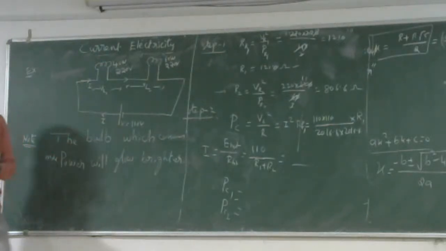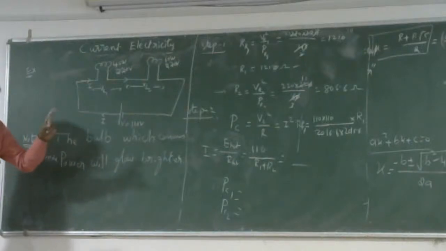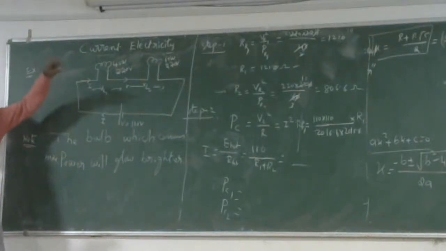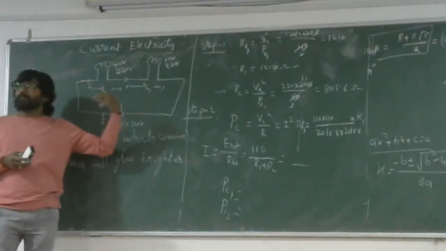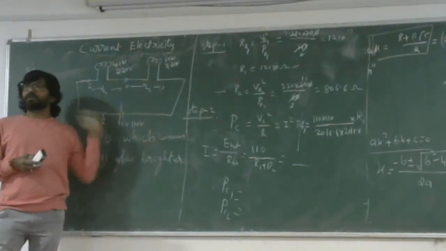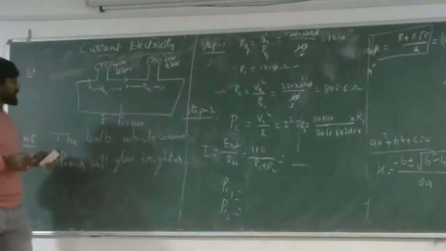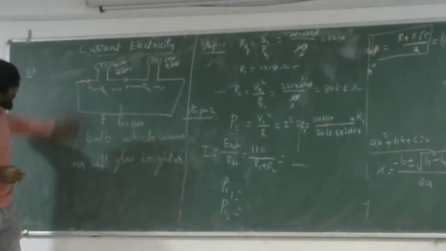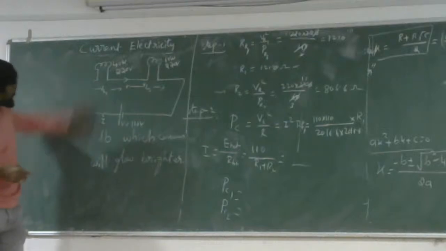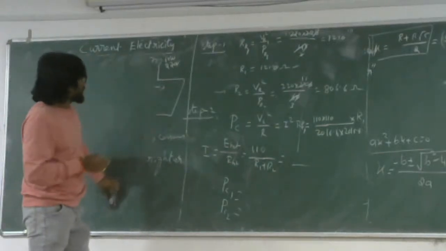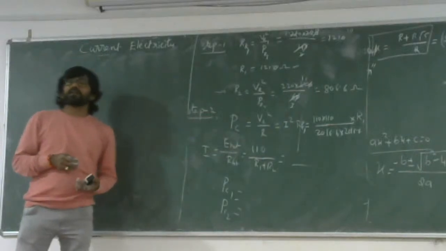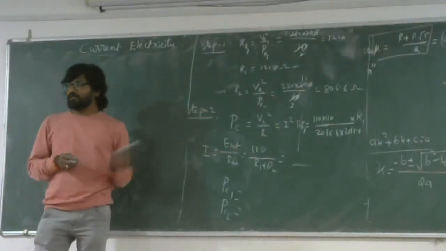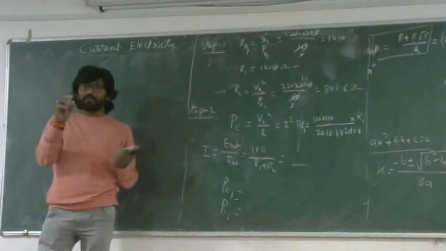Then whichever bulb consumes greater power, that bulb will glow brighter. That is what we have to compute. And this is how you have to work out this kind of question. This is briefly about electric energy, power and heating effects of current based questions, a few questions.